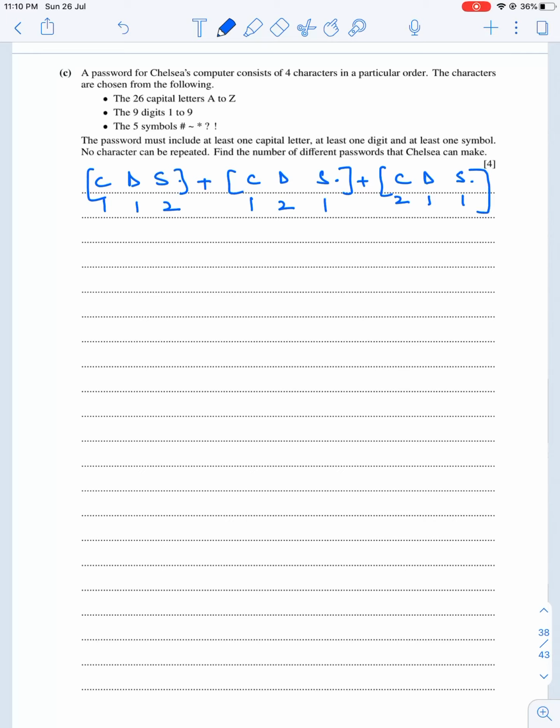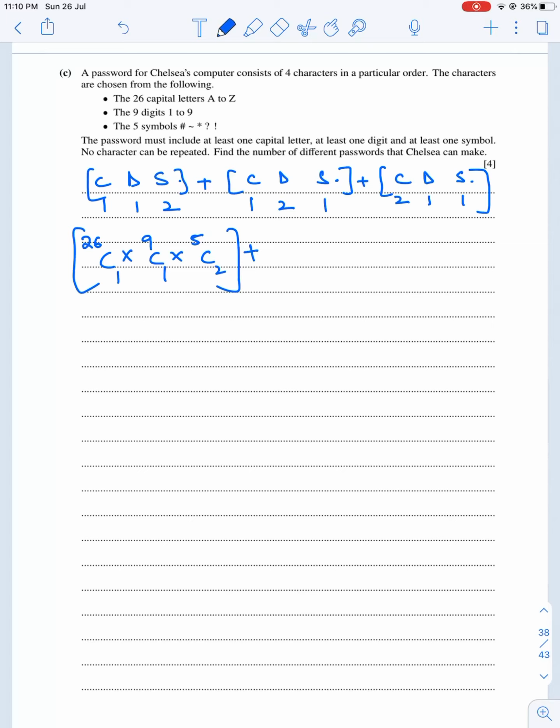There's no other option apart from these. Let's write down the answer. Capital letters were in all 26, so 26C1, 9 digits, so 9C1 into 5 symbols, so 5C2. I've worked out the first bracket firstly.